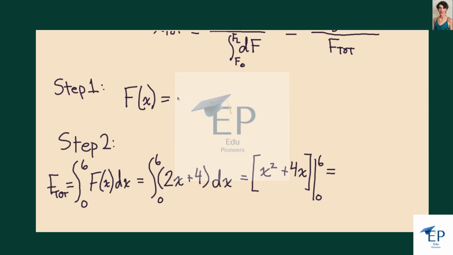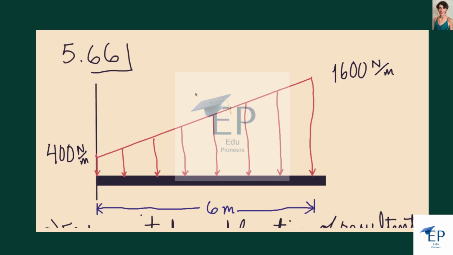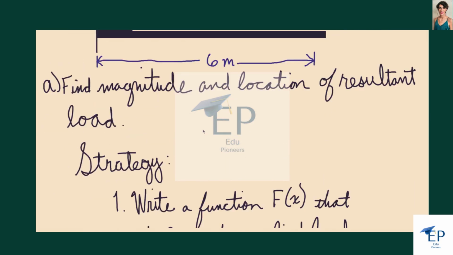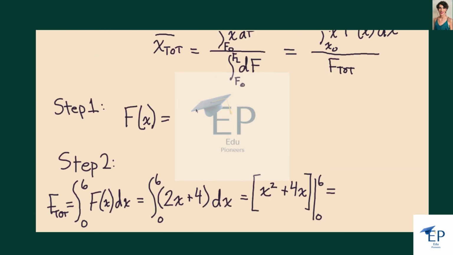For f of x, we first can find the slope. The endpoint is 1600. The starting point is 400, and that's over a span of 6 meters. We can write that as follows. I'm going to write these in a somewhat odd unit of hectonewtons per meter, divided by the total span of 6 meters.